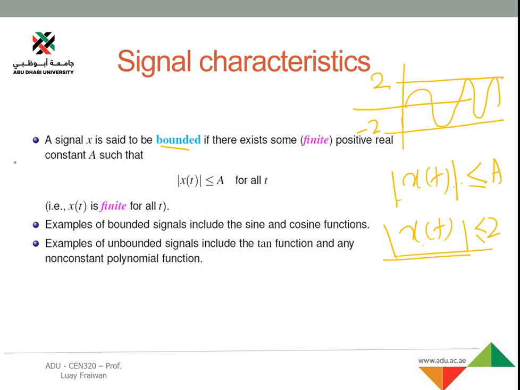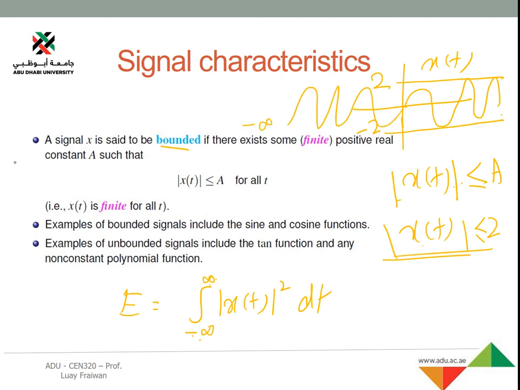And if we have a signal, for example this is x of t, we can calculate the energy of the signal. Energy is usually calculated by integrating the magnitude square of the signal over the complete period for which the signal exists. For example, this signal goes from -infinity to infinity, so we take the magnitude square of that and integrate, and that will be the energy of the signal.